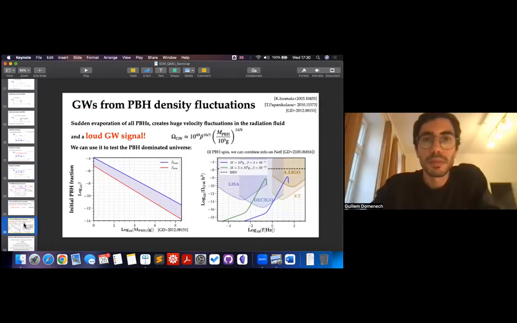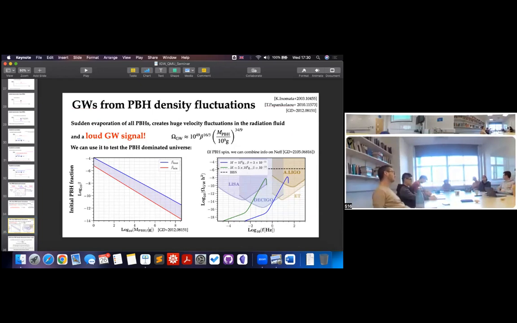Right, but depending on the mass of the black holes, they should have some signal here. For example, if it's 10 to the 6th, then maybe Einstein Telescope could see it. So the takeaway message maybe is that the mass sets the scale where you will have the peak of this gravitational wave, and the broadness of the mass distribution will decide the amplitude. Right. Yeah.